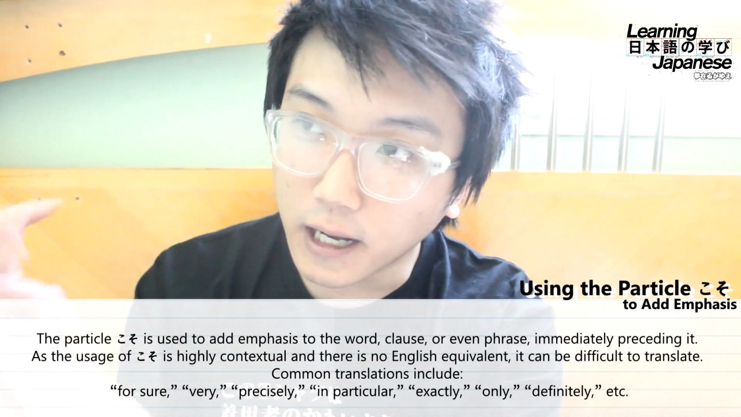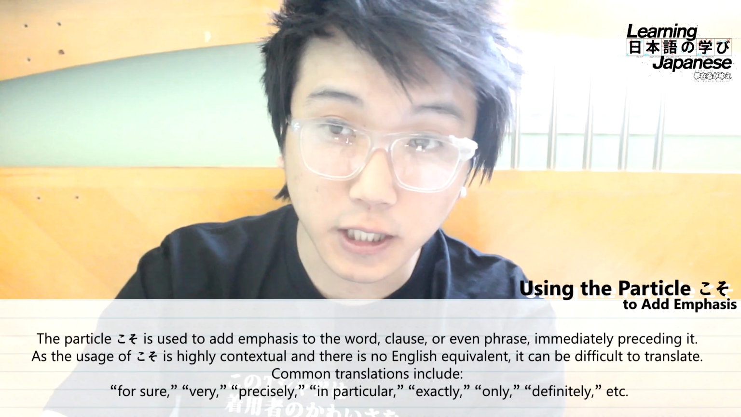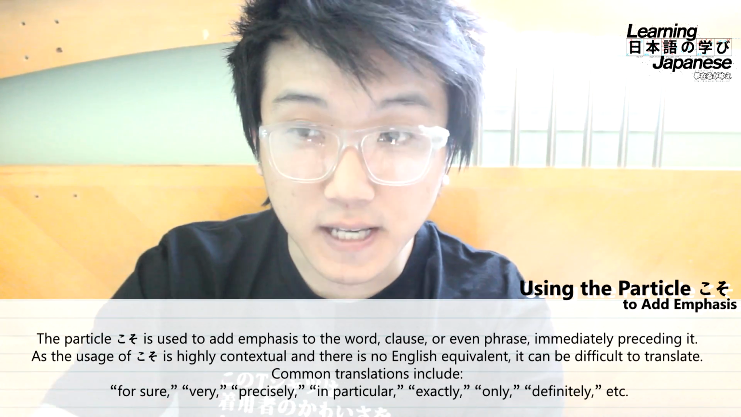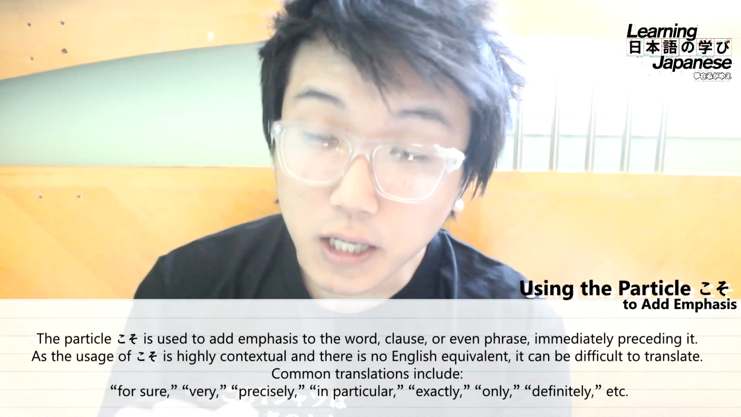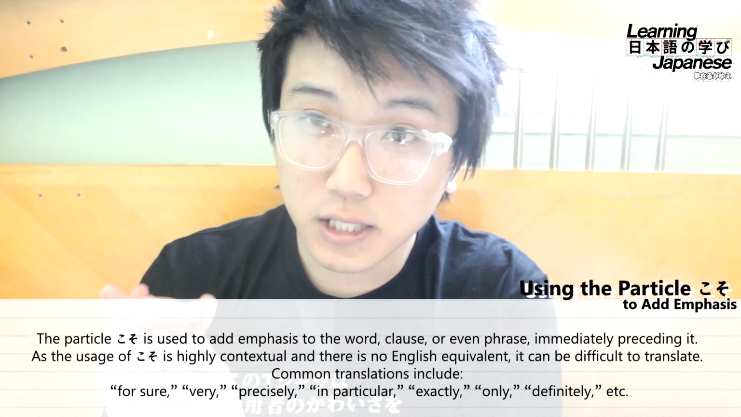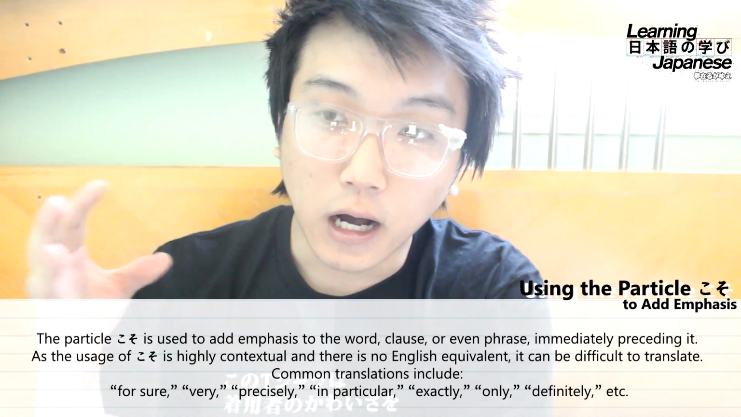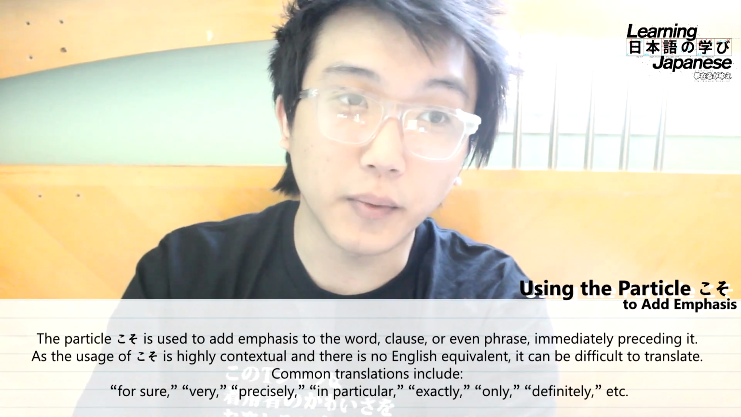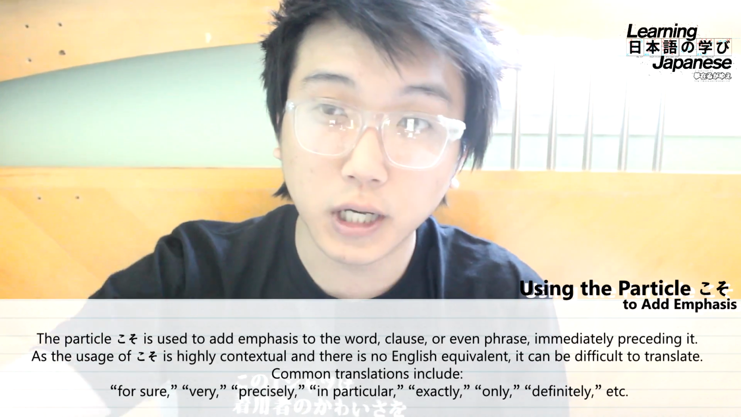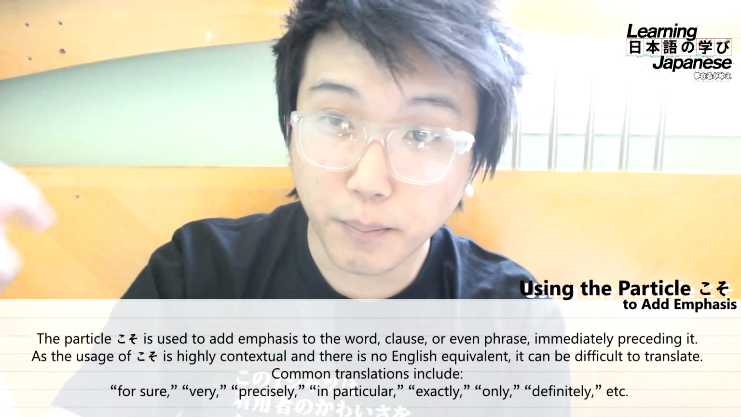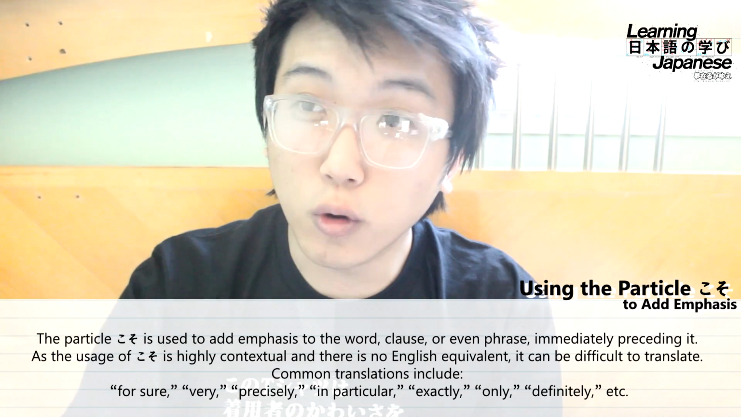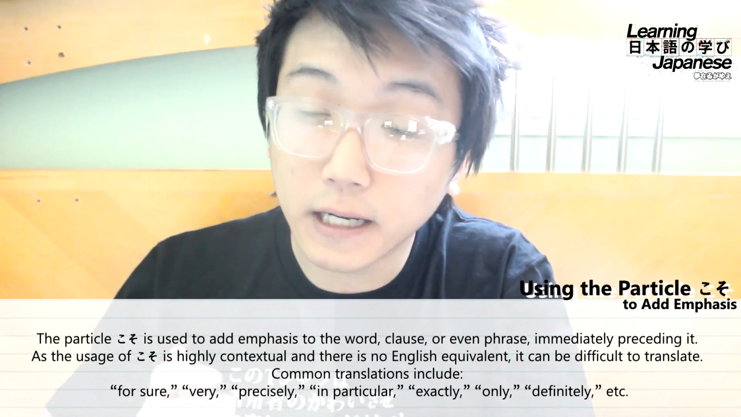Okay, so like I said, the very general function of koso here is that we're going to add it after something and it's going to emphasize that thing that we added it after. Because the usage of this particle is pretty darn contextual and because there isn't an English equivalent to it, the translation can vary a decent amount, but some pretty common translations of koso include for sure, very, precisely, in particular, exactly, only, definitely, and so on.